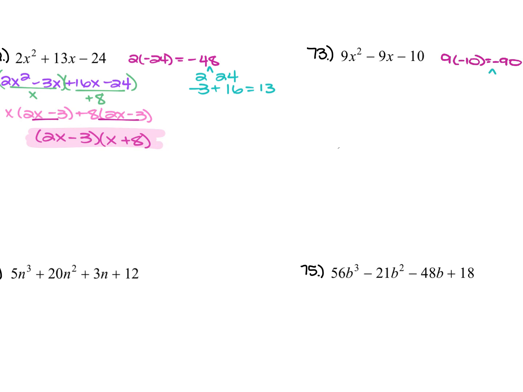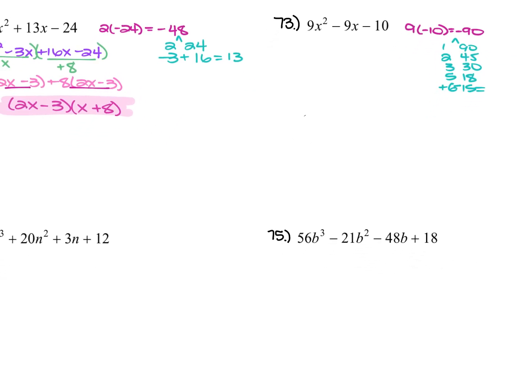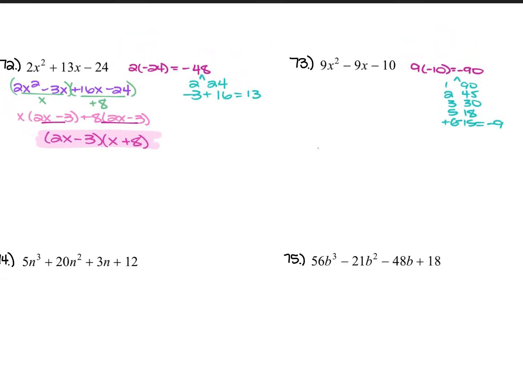are, well, we have 1 and 90, 2 and 45, 3 and 30, 4 does not go in evenly, 5 goes in 18 times, then we have 6 that goes in 15 times. If the 15 is negative and the 6 is positive, that gives us the negative 9. So we're going to rewrite this as 9x squared plus 6x minus 15x minus 10.